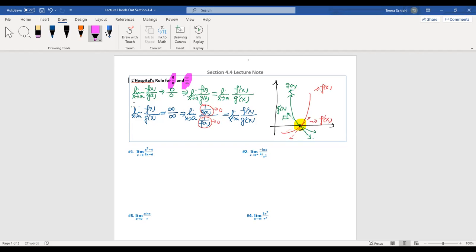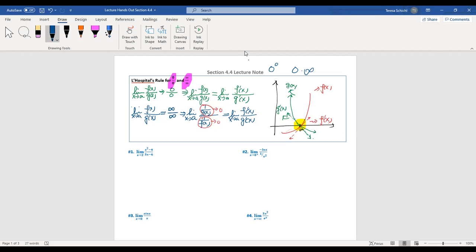The second part of this lecture is about what if you have another type of indeterminate form. What are the other indeterminate forms? For example, one of the very common ones is 0 times infinity. So what is that? We're going to use a similar way to L'Hopital's: we manipulate the equation to become 0 over 0 or infinity over infinity.